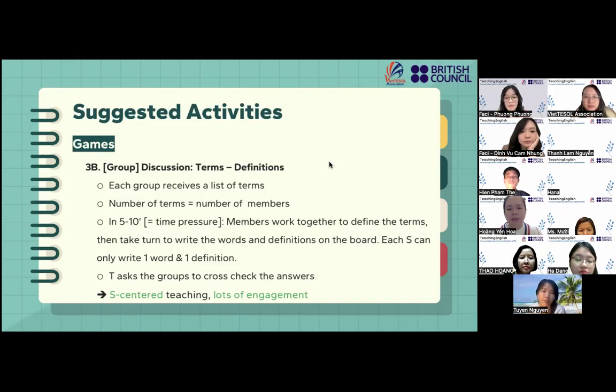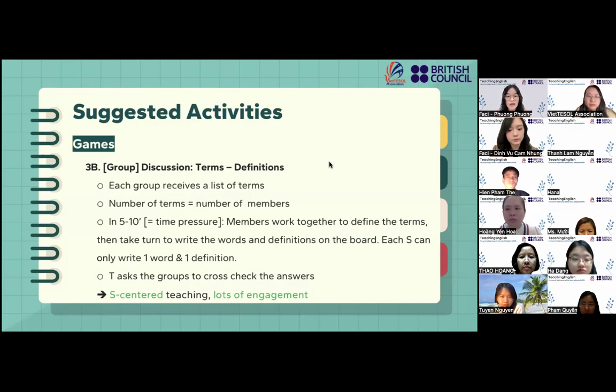During that time, the members work together to define the terms, and each member will take turns to write the words and the definition on the board. But each student can only write one word and one definition. This is why they will have to pay attention to the discussion. Maybe there's a weak student who doesn't know the definition of a term, but they will still need to listen to the discussion so they can go to the board and write and finish their part. So we make sure that for the whole class, there's engagement, and everyone will participate in the activity.